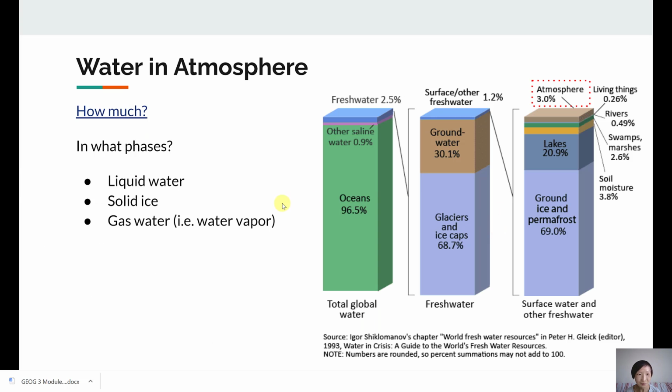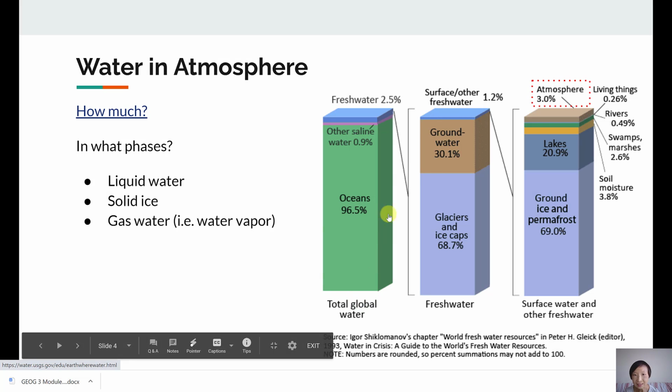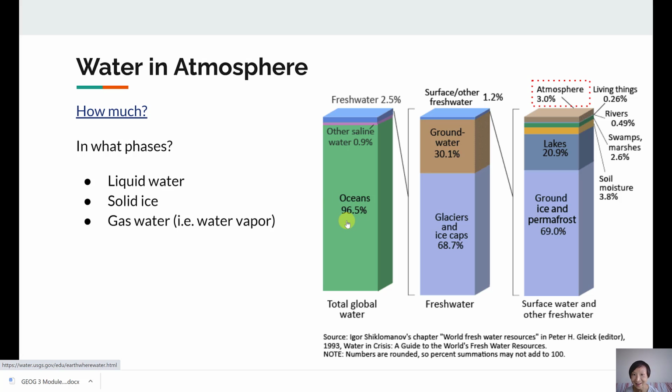Okay. All right, so the next question is how much water is in the atmosphere? Actually, a very little amount. So you can see, if you treat the entire globe's water as this bar, the ocean takes the most part. The ocean has the highest percentage, and our air is not here, but the water in the atmosphere is fresh water.